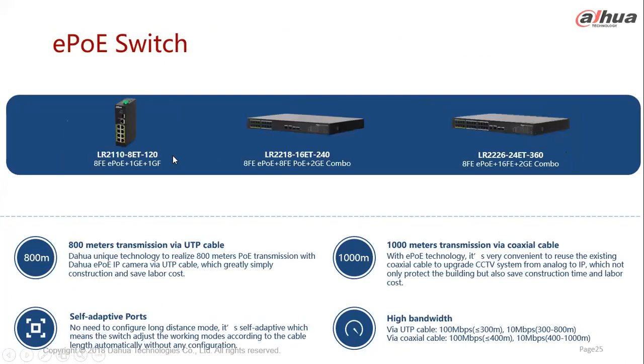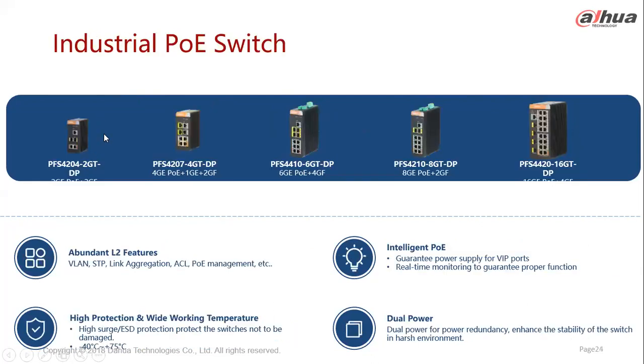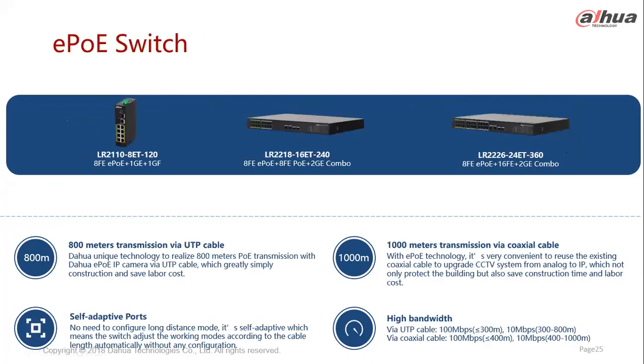Okay, we resume now. We're going to talk about the Epue switches. The Epue switches are the ones that can do distances of up to 800 meters. For those wondering how to use a camera over a long distance, you can use 800 meters using just a normal UTP cable with the RJ45. Typically all the switches that do Epue are indicated as LR, long range switches.